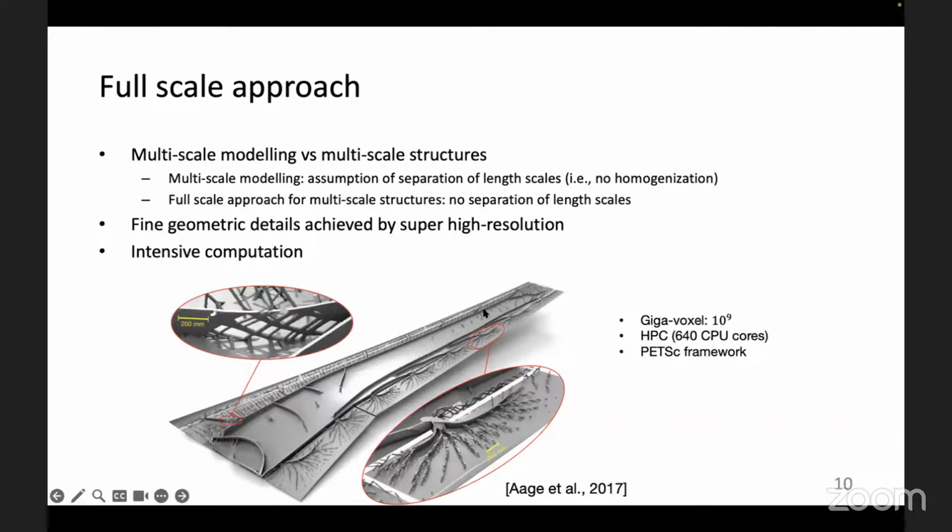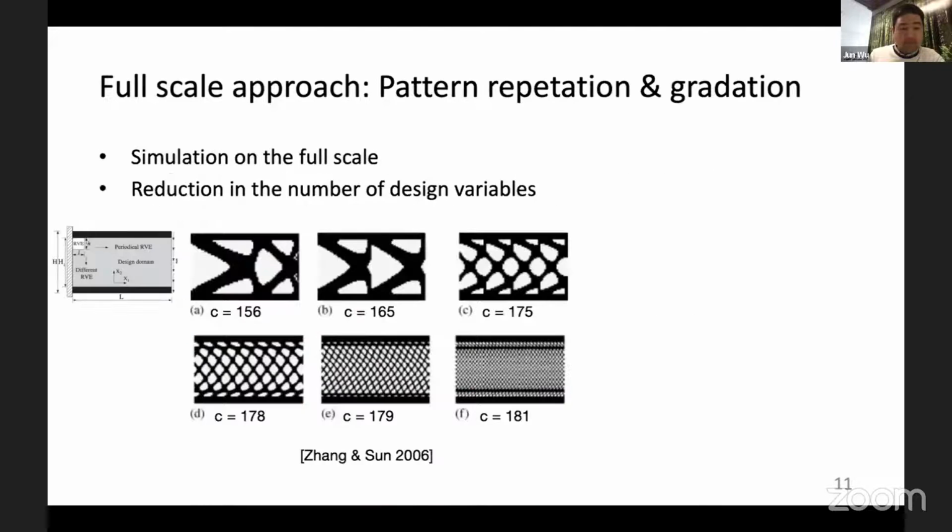By increasing the resolution, we are already able to create fine geometric details, but it has the consequence of requiring a lot of computation. Because of this reason, there are also algorithms proposed to create structures with geometric details. For instance, in 2006, Zhang and Sun proposed an algorithm to create a structure with a repetition of patterns.